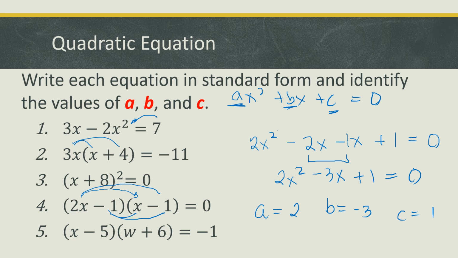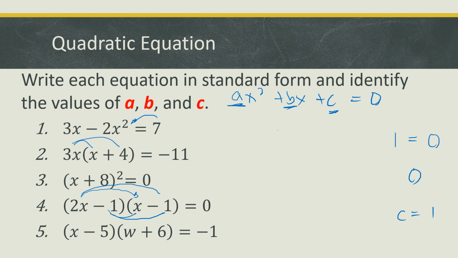Alright? And also for number 5, the same case as example number 4, we need to use the FOIL method for us to identify the A, B, C values. I'm sorry, this is x, it is not w. Okay? So, let us use the FOIL method. x times x, we have x². x times positive 6, we have positive 6x. Negative 5 times x is −5x. And negative 5 times positive 6 is −30.